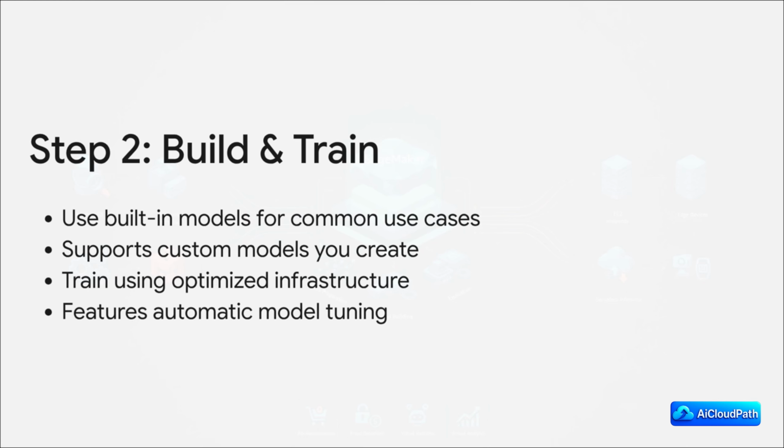All right, data's prepped. Next up is the fun part, building and training the model. You can get going super fast with their built-in models for common stuff. Or, if you've got something specific in mind, you can bring your own custom models. SageMaker then trains them on super fast, optimized hardware, and, this is a game changer, it can even tune the model automatically to squeeze out every last drop of accuracy.